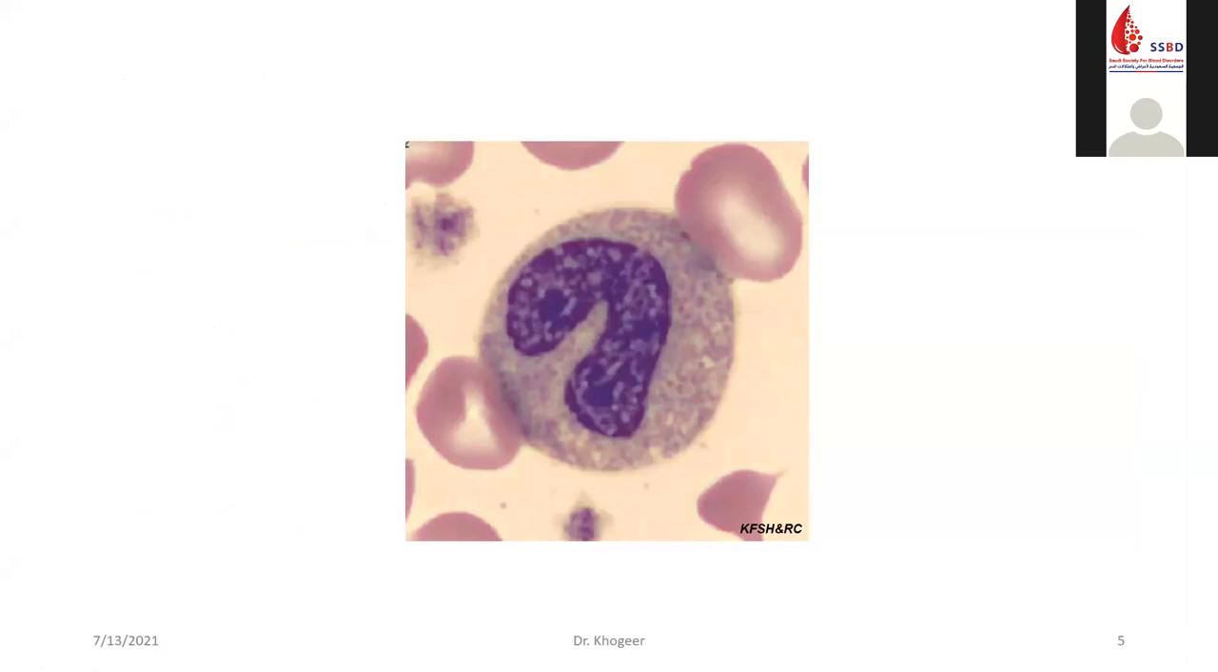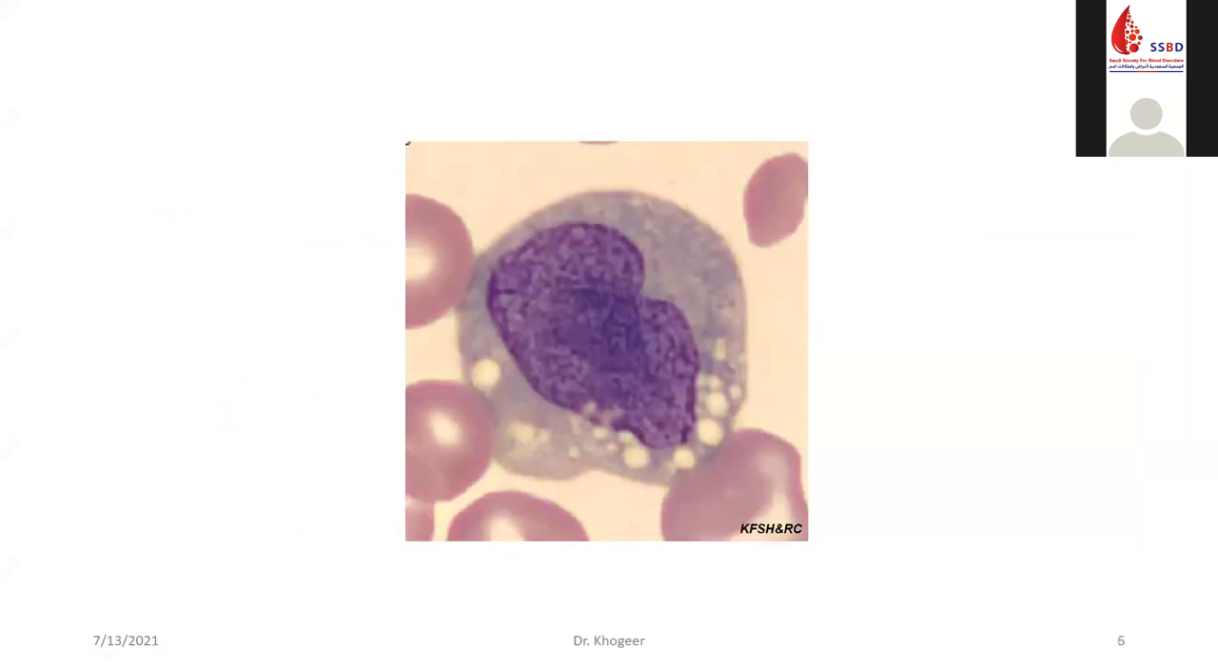This is a band cell. The band neutrophil is the immediate precursor of the segmented neutrophil, and it constitutes around 5 to 10% of the white blood cells in the peripheral blood during normal conditions. This is a monocyte, which looks larger than neutrophils and shows abundant gray or gray-blue cytoplasm that may contain vacuoles, as you can appreciate here. The chromatin is condensed, but is usually less dense than what you can see in the neutrophils or lymphocytes.